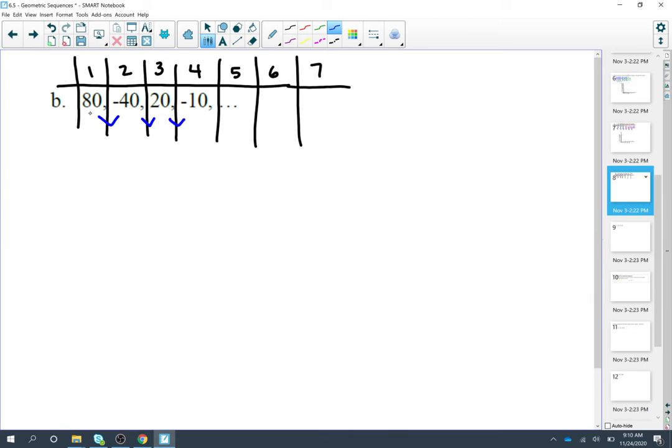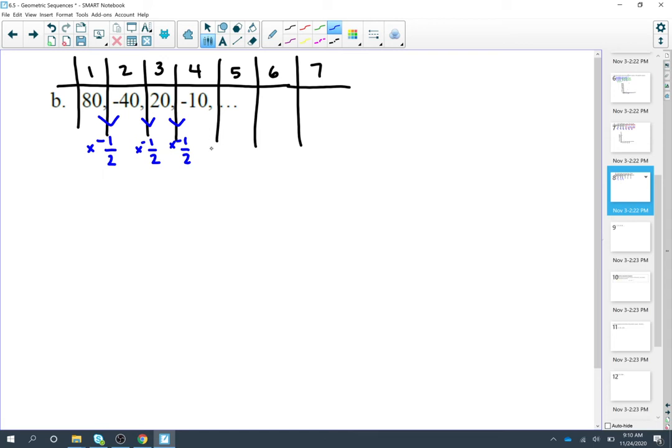But do you notice it's going positive, negative, positive, negative? How do you get it to cut in half and switch the sign? Well, we're going to multiply by a negative 1/2. A positive times a negative is a negative. A negative times a negative is a positive. A positive times a negative is a negative.